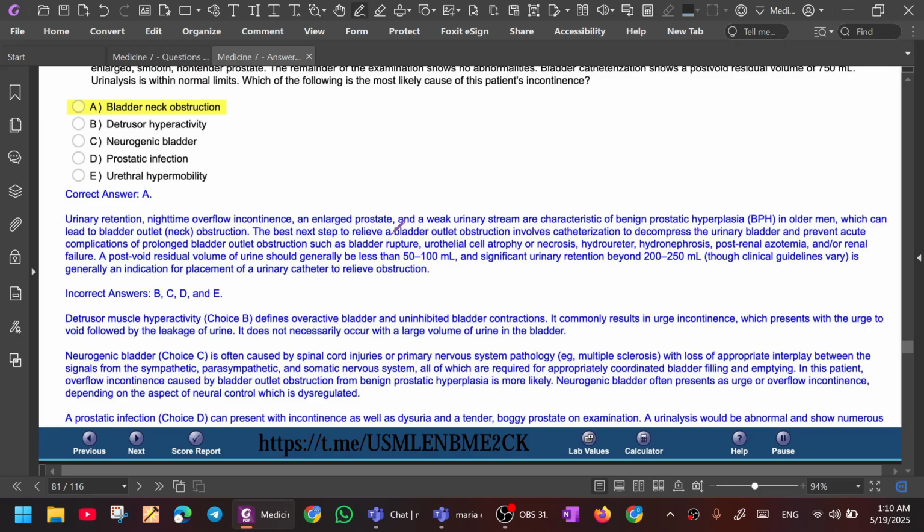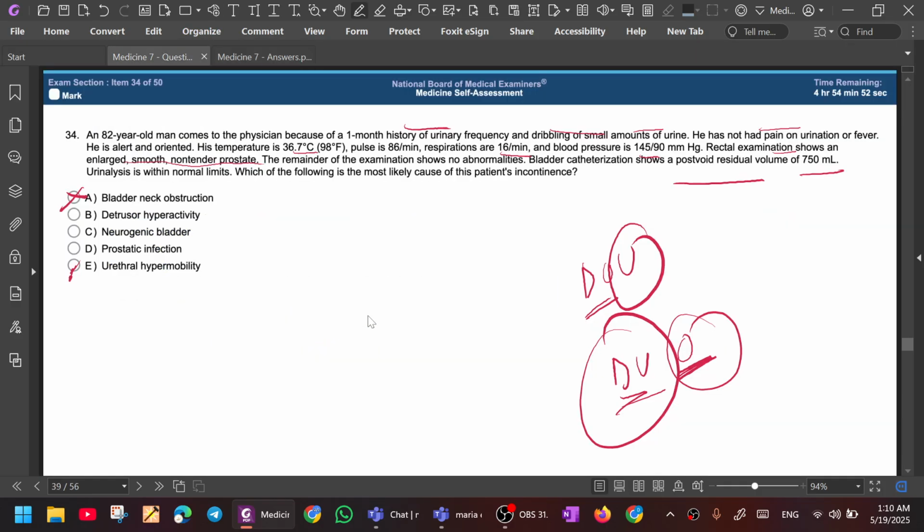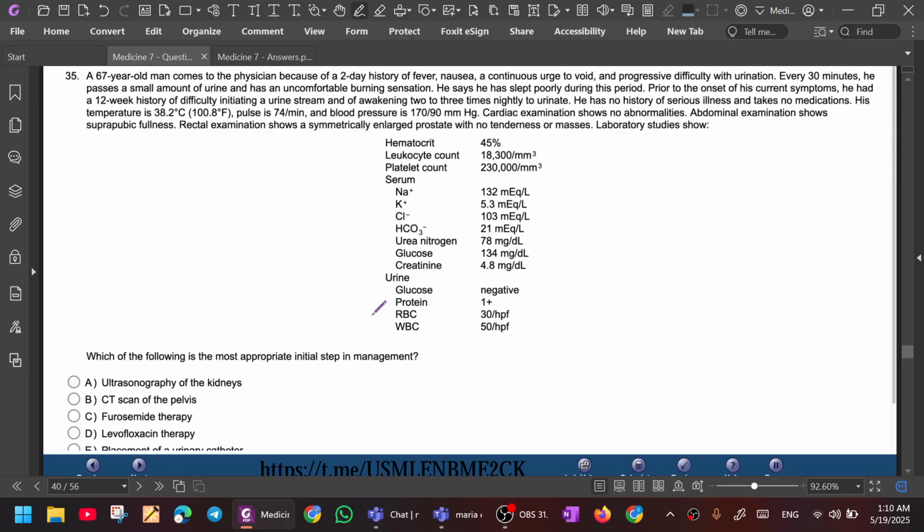67-year-old man comes to physician because of a 2-day history of fever, nausea, and continuous urge to void, and progressive difficulty with urination. Every 30 minutes, he passes a small amount of urine. He has an uncomfortable burning sensation. He says he has slept poorly during this period.